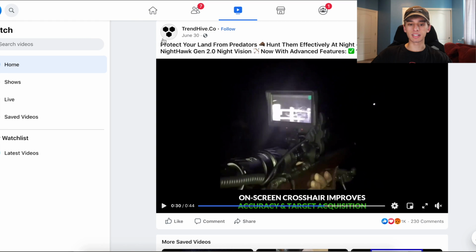So that's the second product. It's this night vision scope for your rifle to apparently take out animals that are in your yard or something like that. I, again, have no idea. I would have to do a little more research.